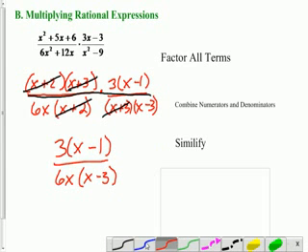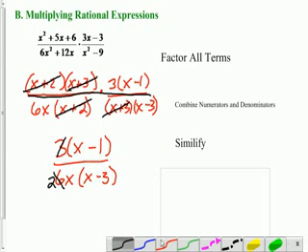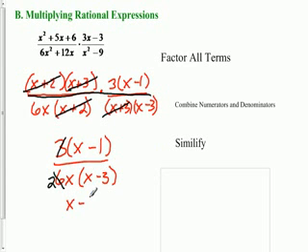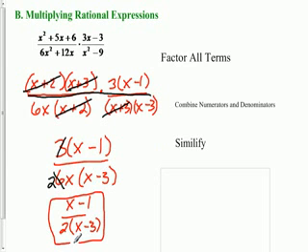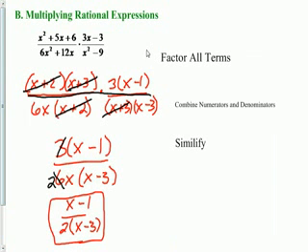Now we can see that there's actually a little more simplifying we can do. This 3 cancels with the 6 on the bottom, leaving us 2. It's basically 1/2 there. So let's rewrite our final answer simplified, and we'll have x minus 1 over 2 times x minus 3. Now you can just leave this answer in factored form for these problems. And we've multiplied.